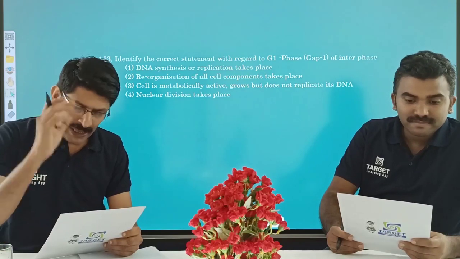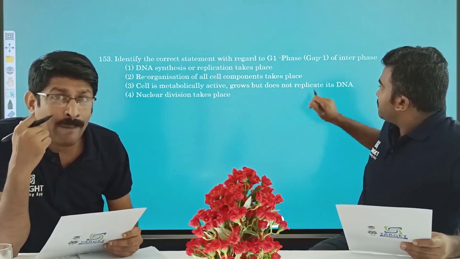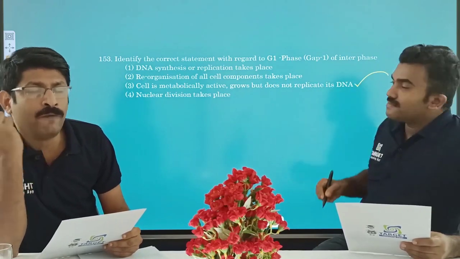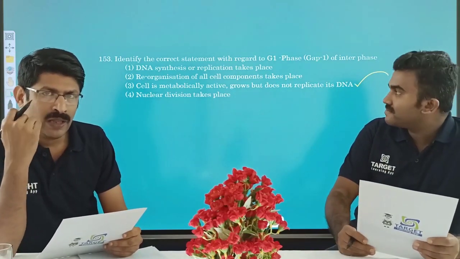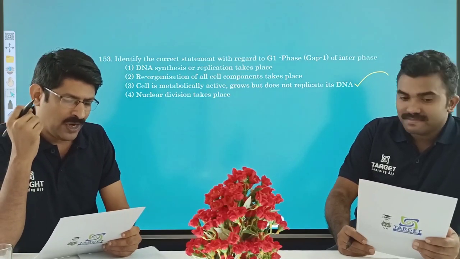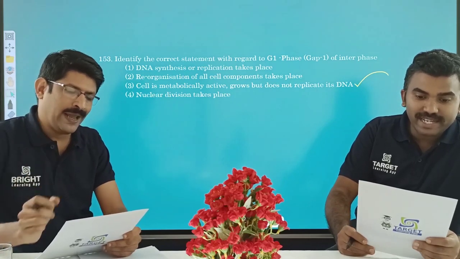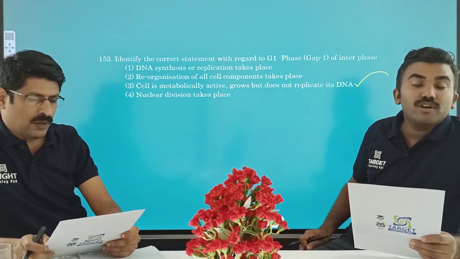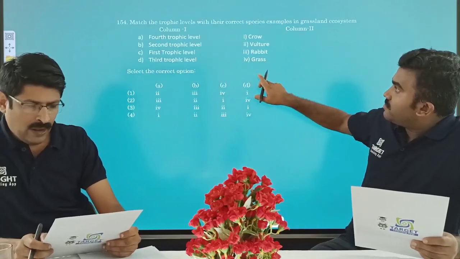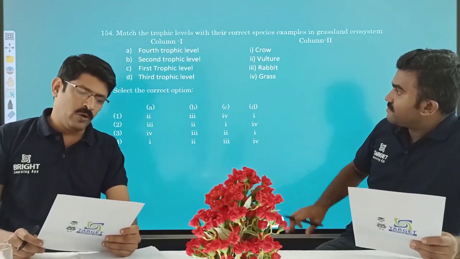The cells are metabolically active, grow but do not replicate the DNA. When the replication takes place, it is the beginning of S phase. It prepares all the metabolic products for the DNA replication. So G1 phase is related to the third one, that is, the cell is metabolically active, grows but does not replicate.